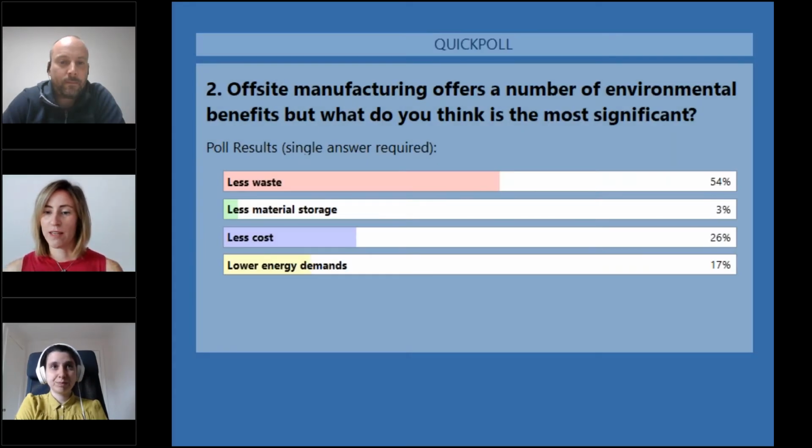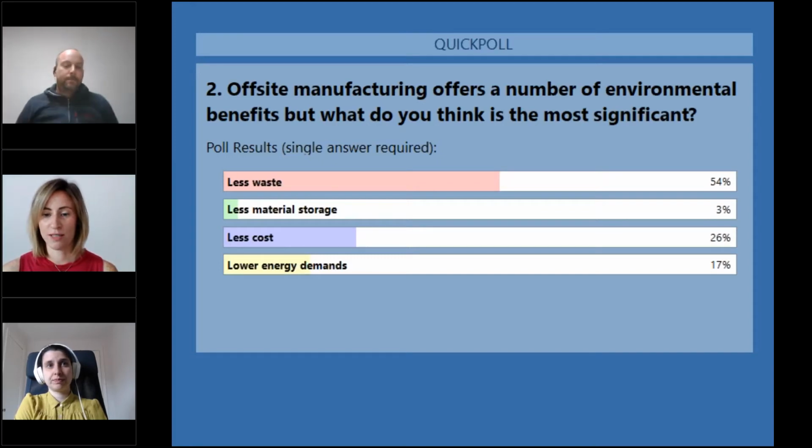So most people think the most significant benefit is the reduction in waste, and less cost comes in second. So now moving on to our video with Sam Hart.